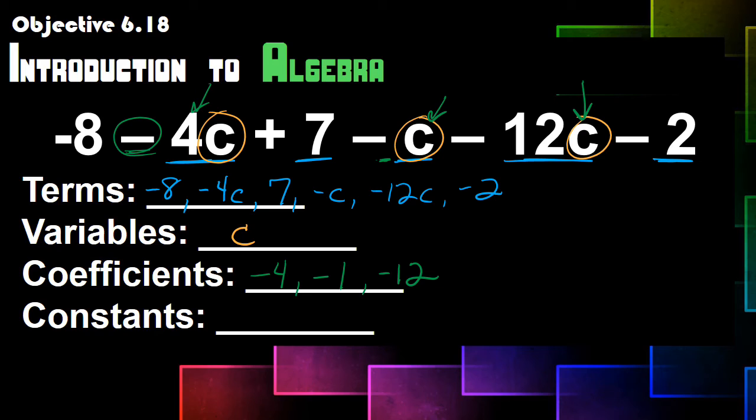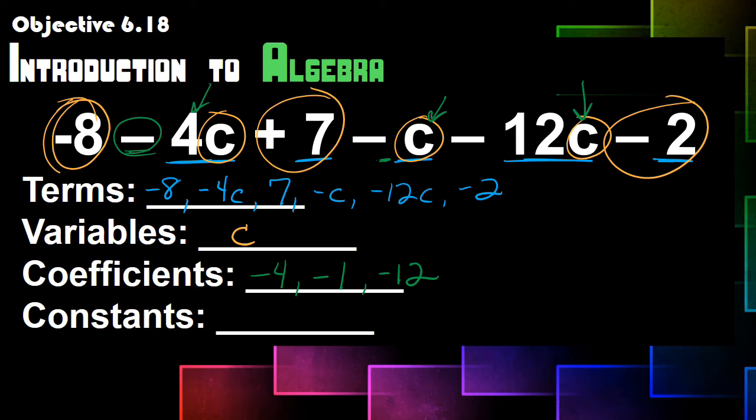And let's find out our constants. Last but not least, we have -8, we have +7, and -2. So let's go and list those out there. We have -8, +7, and -2.